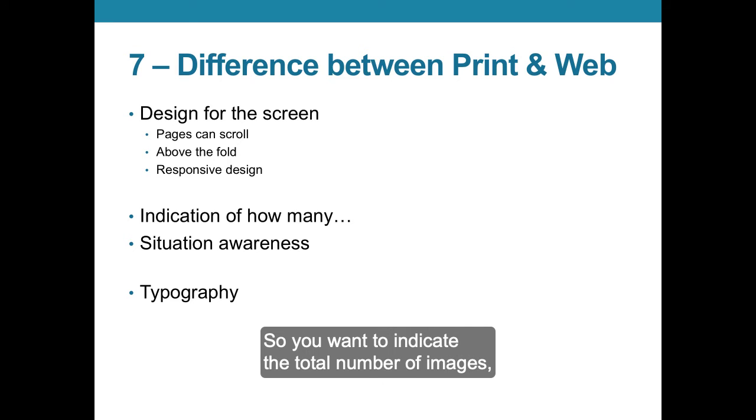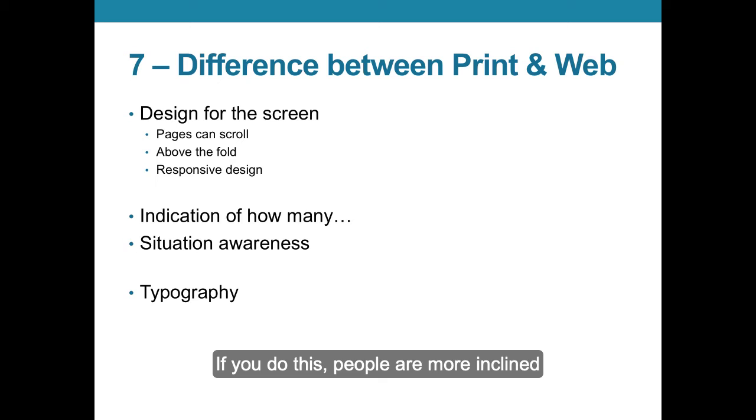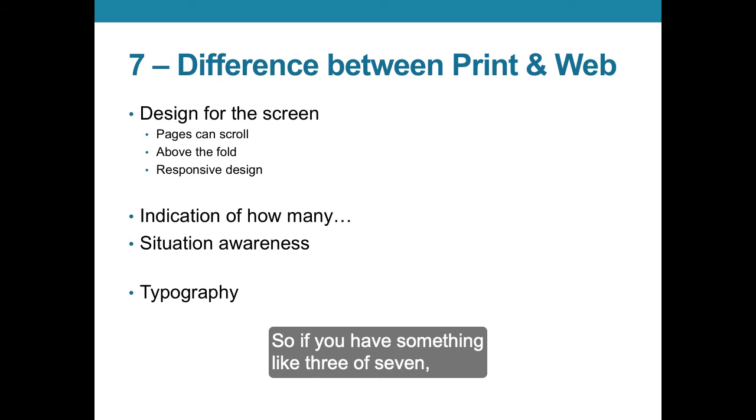So you want to indicate the total number of images and exactly which image you are currently viewing. If you do this, people are more inclined to click through all the images if they know how many are there. If you don't, like I mentioned, they only click through the first few. So if you have something like 3 of 7, you're viewing number 3 of a total of 7.